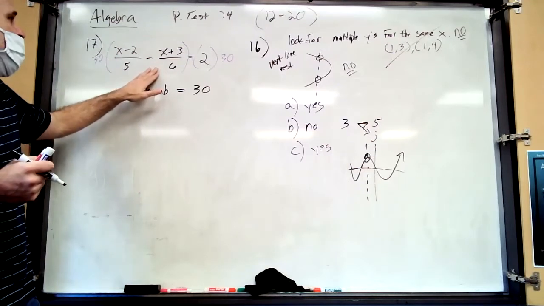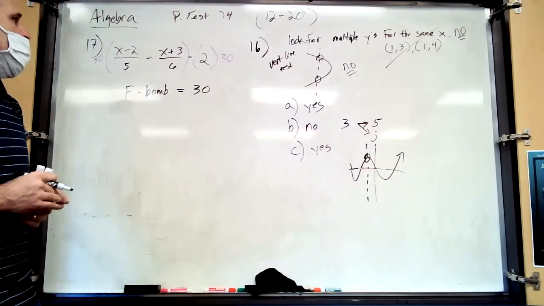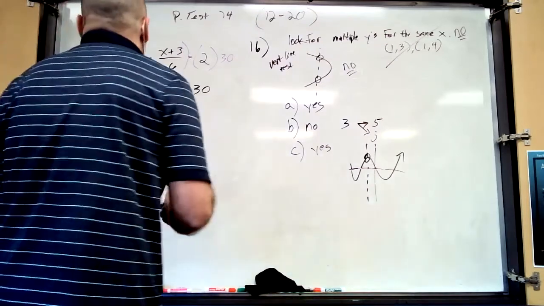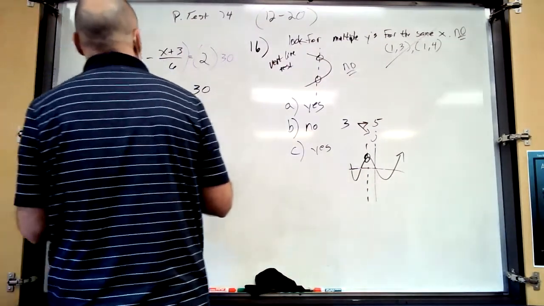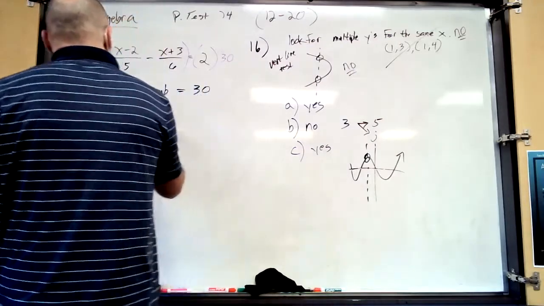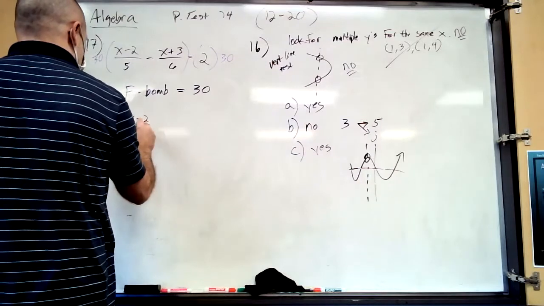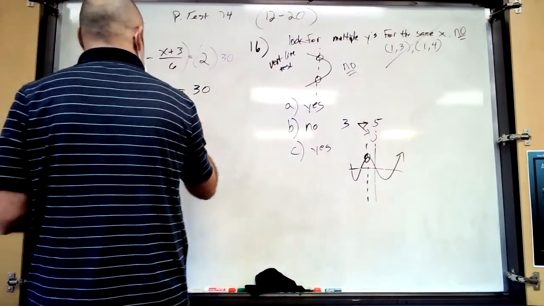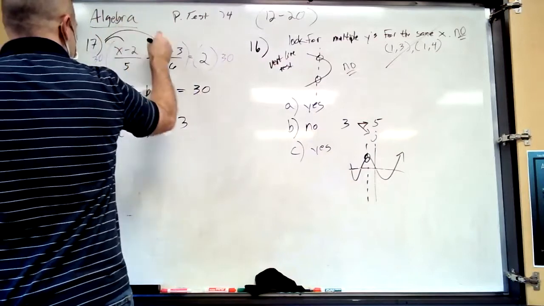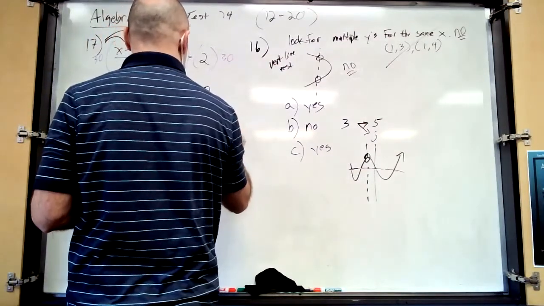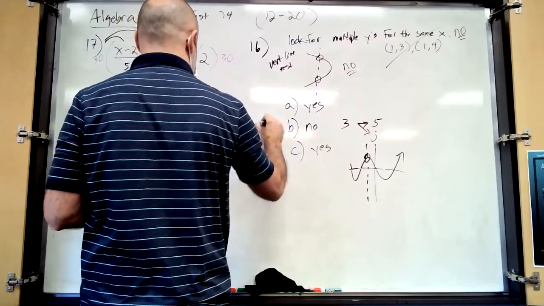Or you could just do the F-bomb right now, which is what we're going to do. I'm so excited to drop the F-bomb. Okay. So this is 30 times x minus 2 over 5 minus 30. See, we're distributing 30 over x plus 3 over 6 equals 60.